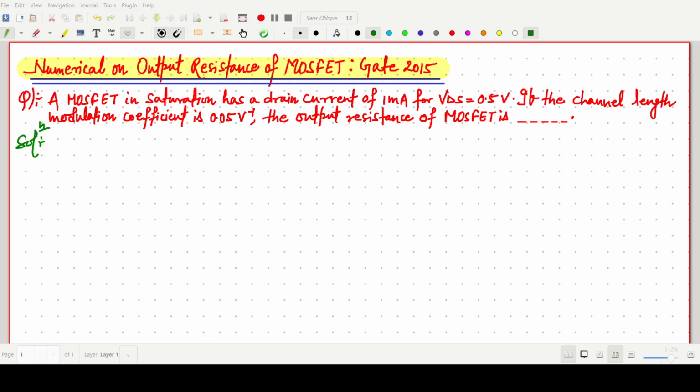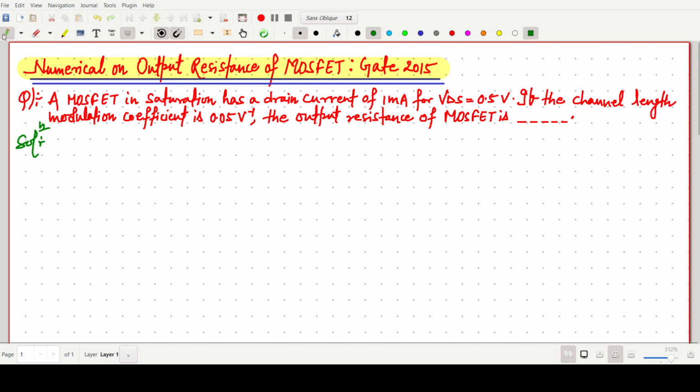Welcome everyone. In this video lecture, we will solve a GATE 2015 question which is based on the output resistance calculation in a MOSFET. The question is: a MOSFET in the saturation region has a drain current of 1 milliampere for VDS equal to 0.5 volt, and the channel length modulation coefficient is given as 0.05 volt inverse. We have to find the output resistance of the MOSFET.